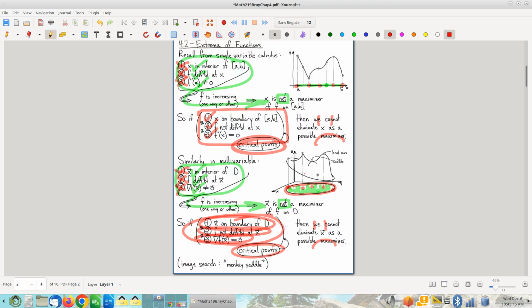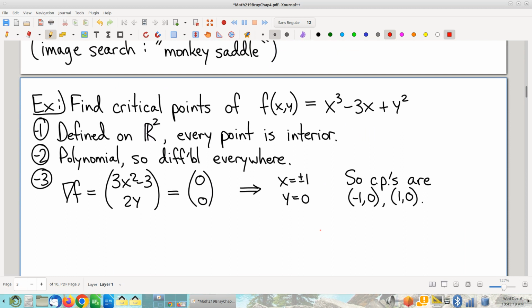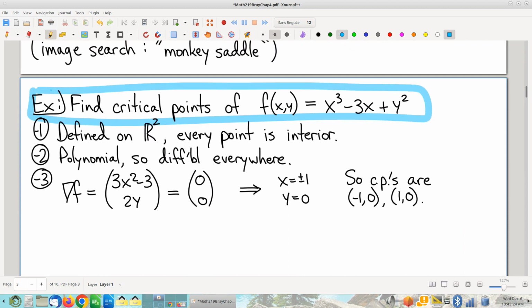Okay, so let's see an example. Let's look at this function right here. I'm going to find all the critical points. Notice it didn't ask me what the maximizers are or the minimizers. It's saying just find the critical points. We'll deal with how to identify maxes and mins later.